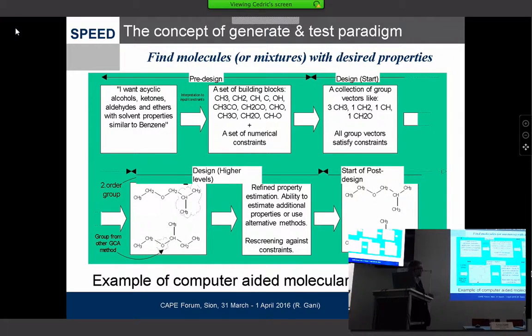And once we have this information, if the same groups also predict the properties, we can immediately see how many of the molecules we generated satisfy our requirements. Then we have designed the molecules according to our given properties, and then we can check whether it works for the process that we have designed for.